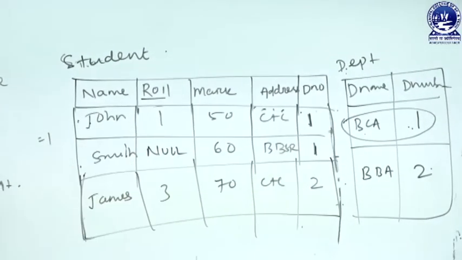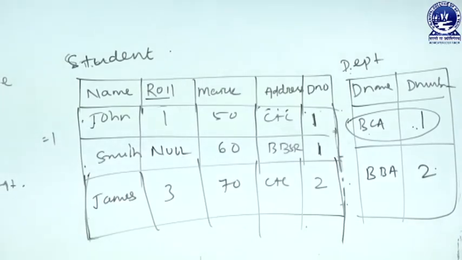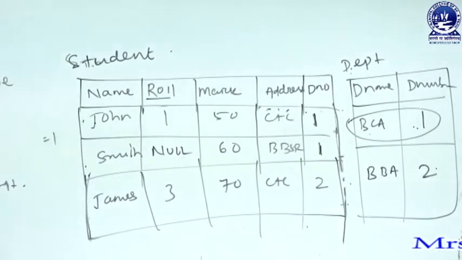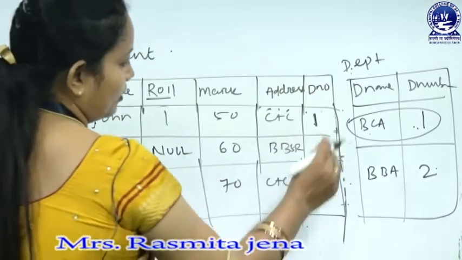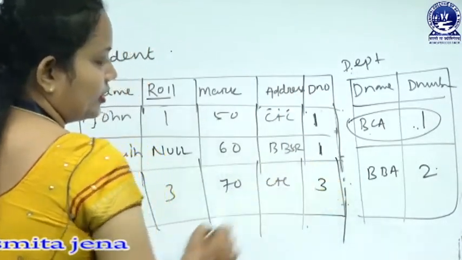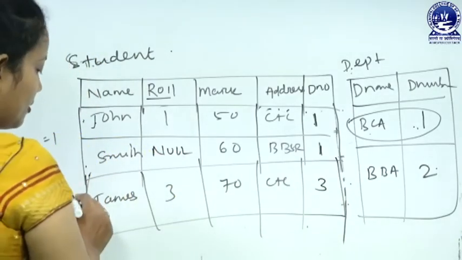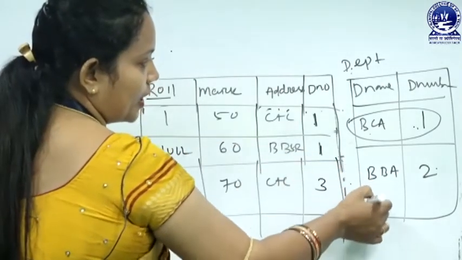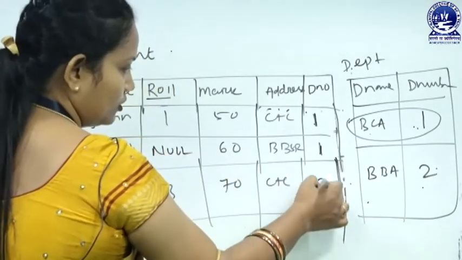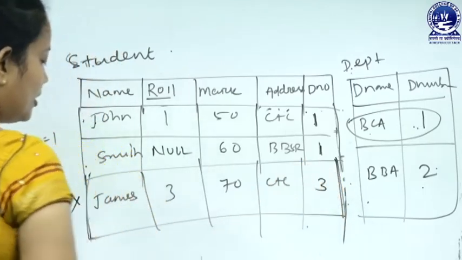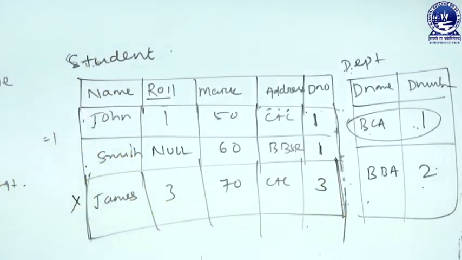In the same way, the referential integrity may be violated if I change the department number of tuple 3 to 3, because we do not have any department having department number 3. If I modify the department number value, then it will violate the referential integrity constraint. So, this is all about your update operation and constraint violation during update operations.